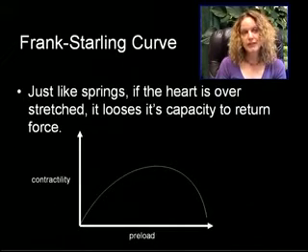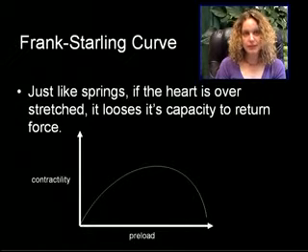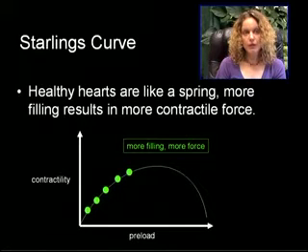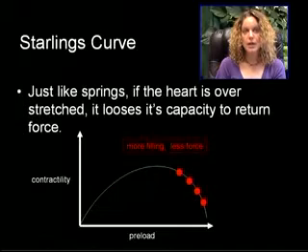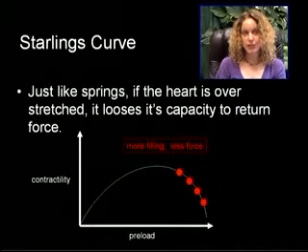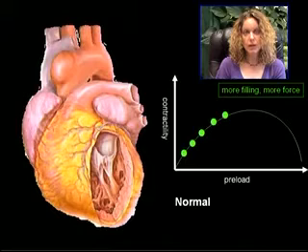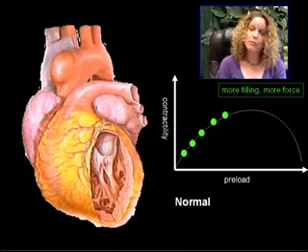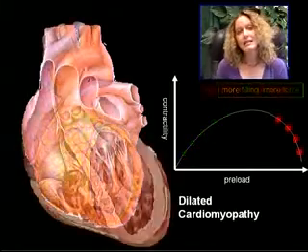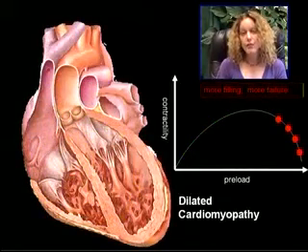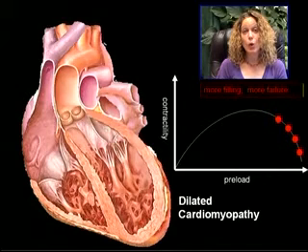So just like springs, if the heart is overstretched, it loses its capacity to return force. Healthy hearts are like a spring. More filling results in more contractile force. And if the heart is overstretched, it loses its capacity to return force. More filling results in less force. Here we see a normal heart where more filling results in more force. But in dilated cardiomyopathy, more filling ends up resulting in more failure.